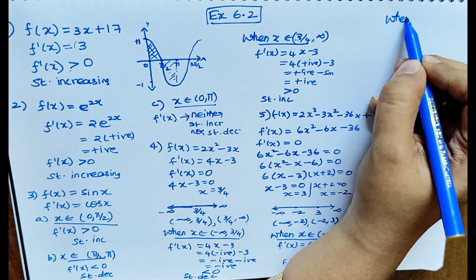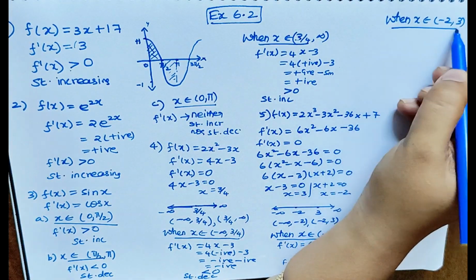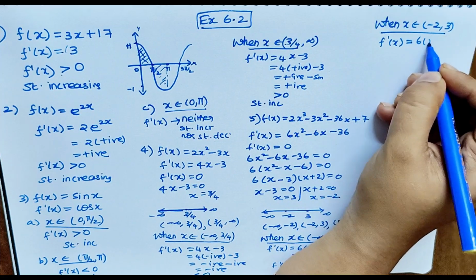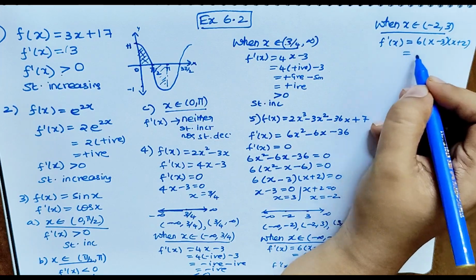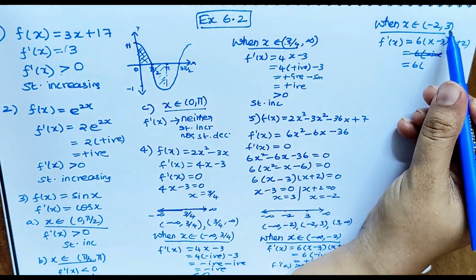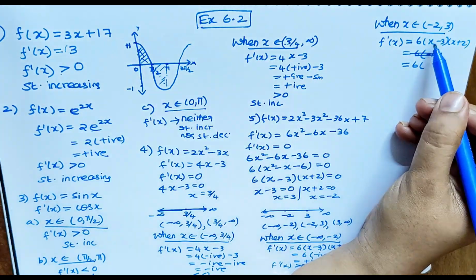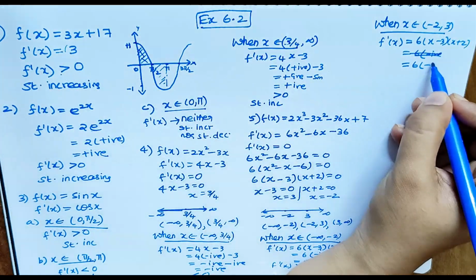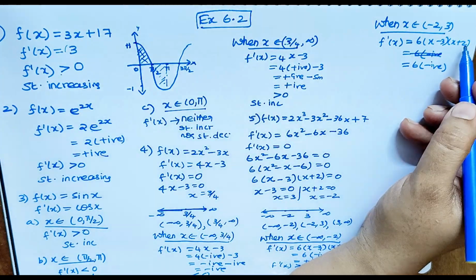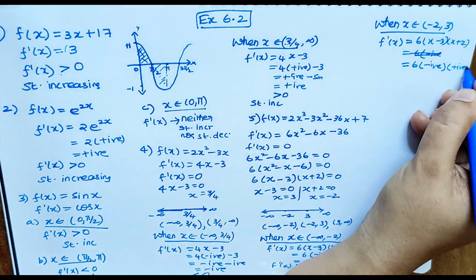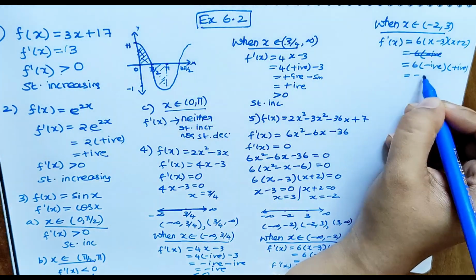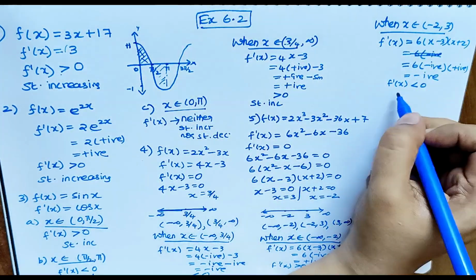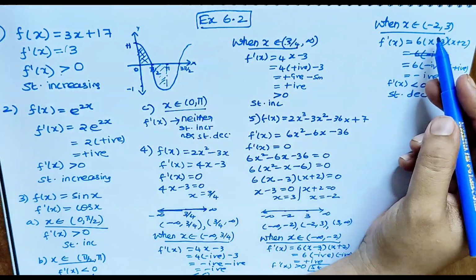Then next interval, when x belongs to the interval minus 2 comma 3. That is, the x values are lesser than 3 but greater than minus 2. The derivative is 6 into x minus 3 into x plus 2. Here, if you check, the values are less than 3. That is, smaller number is positive and greater number is negative. So when you subtract, it will be a negative number. And here x plus 2 will be a positive number. Negative into positive is negative, and outside we have a positive number, so negative. So f dash of x is less than 0, therefore the function is strictly decreasing on the interval minus 2 comma 3.